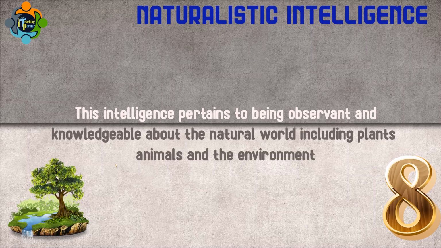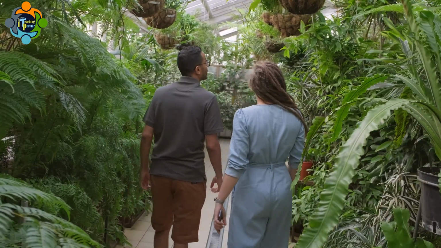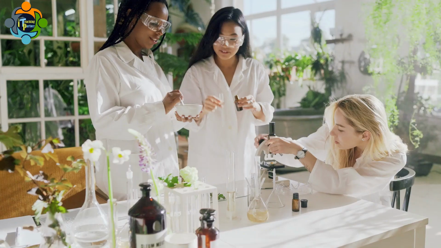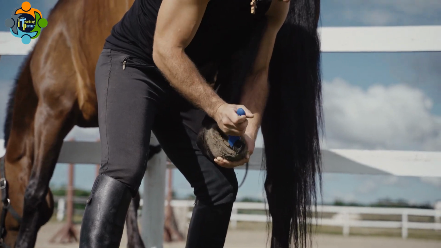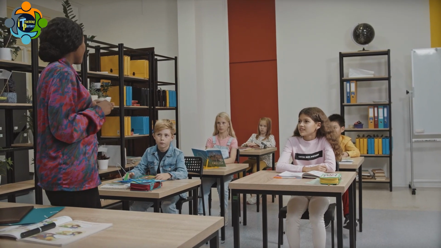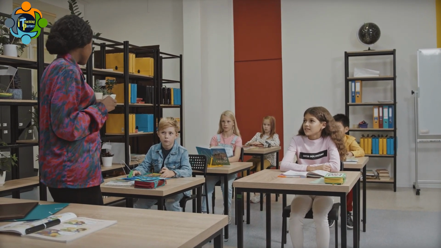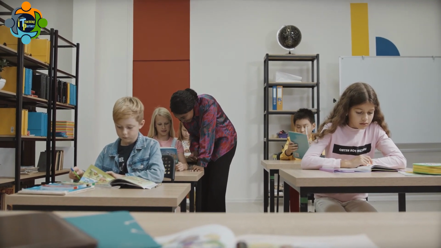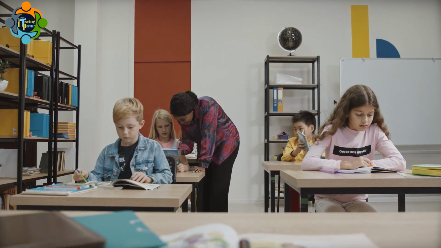Number 8. Naturalistic intelligence. This intelligence pertains to being observant and knowledgeable about the natural world, including plants, animals, and the environment. A person who has deep understanding and connection to nature. They may have a passion for gardening, botany, animal behavior, or ecology. Now that we grasp the essence of multiple intelligence theory, let's discuss practical ways to integrate it into the classroom. By doing so, we tap into each student's unique strengths, foster engagement, and promote inclusive learning environments.